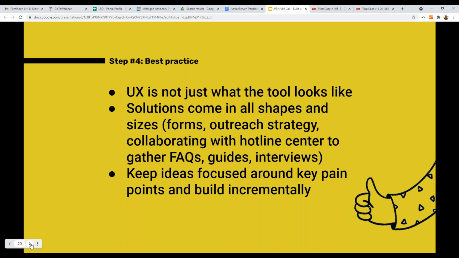So ideation doesn't have to be limited to a specific type, right? You can really think about all of the different solutions and ways, again, based on those research learnings, to get these resources into the hands of your users.